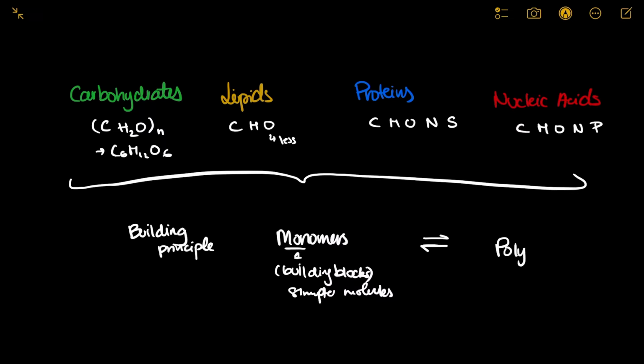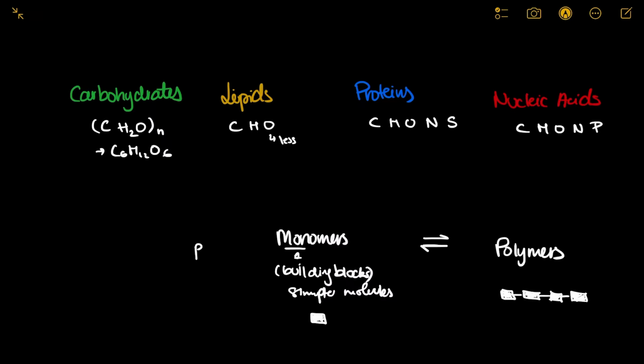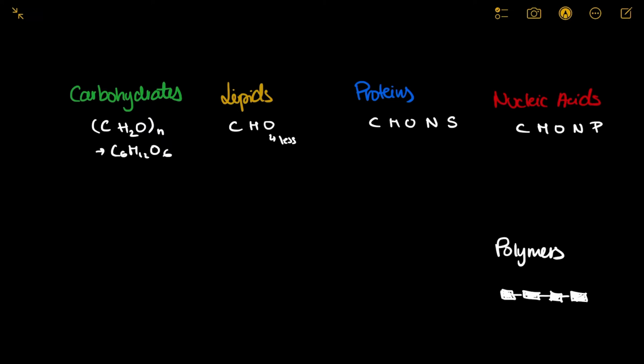Poly means multiple. So for example, if we have one monomer, let's just say this square, and a bunch of these together, linked together, makes complex, larger molecules, which are called polymers. This is an example, a simplified version. And now to the next part, which is the monomers of each of these molecules.